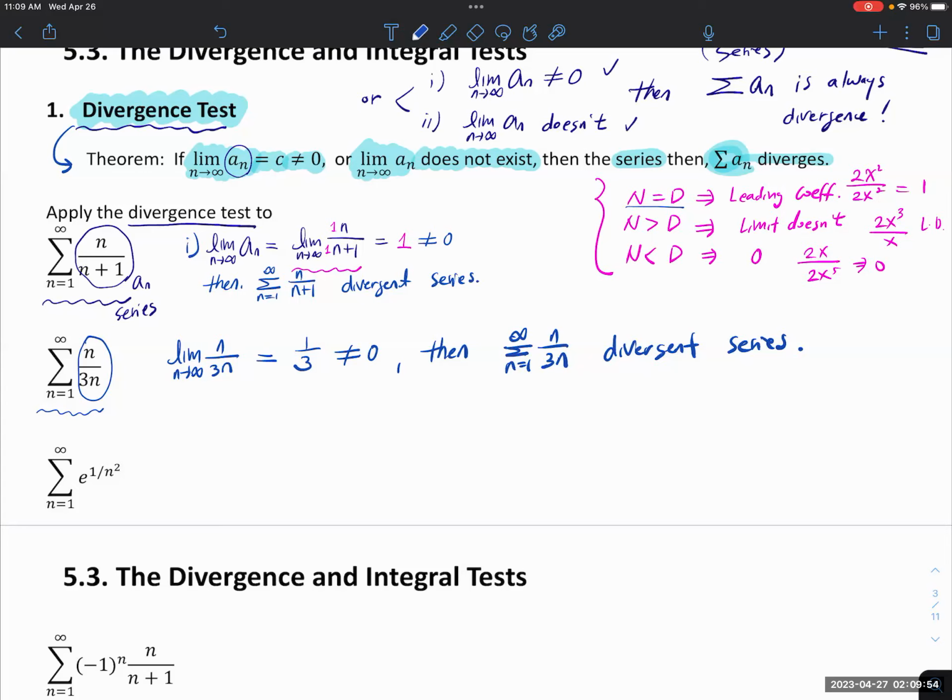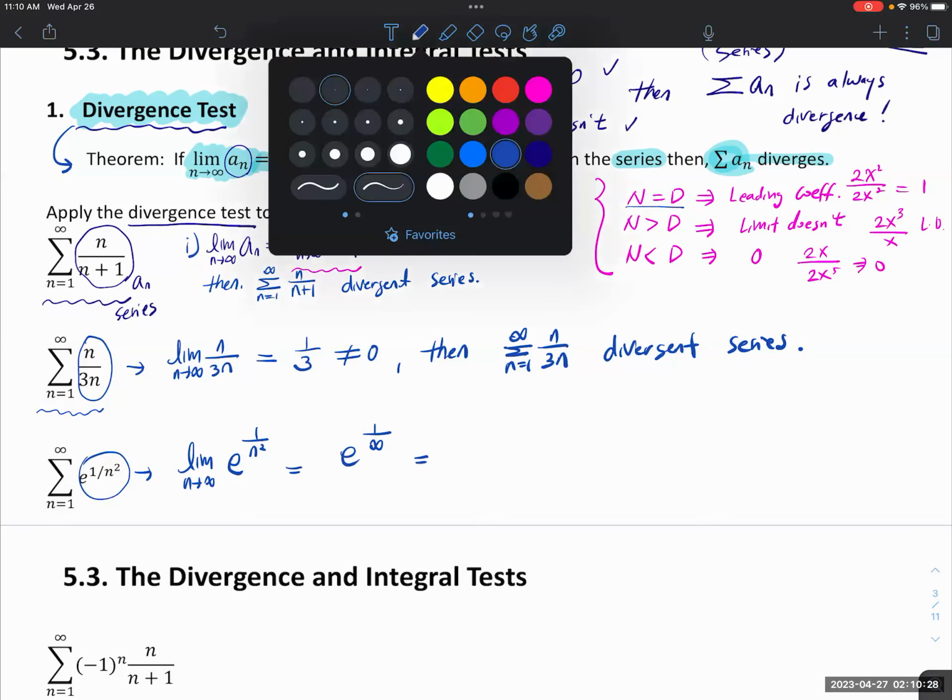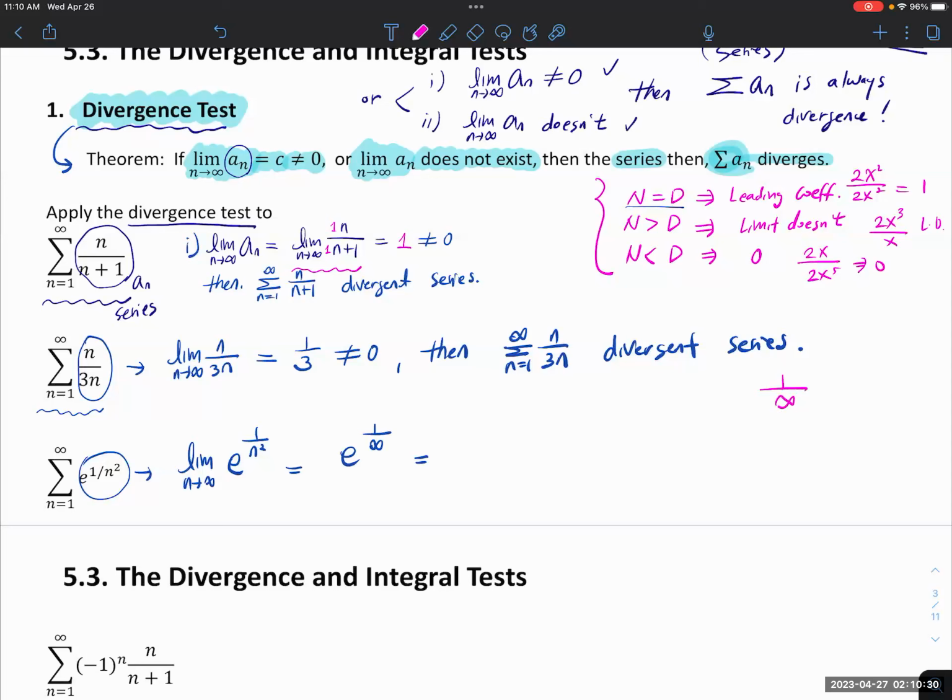Ooh, e to the 1 over n squared. So I'm just going to keep checking the limit. This is a_n, e to the 1 over n squared. So what happened? We are checking the limit. How do I calculate the limit of the exponential function? The first method, if you remember, is direct substitution, plugging infinity into n. So e to the 1 over infinity. What is 1 over infinity? We know from Calculus 1, it is always 0.